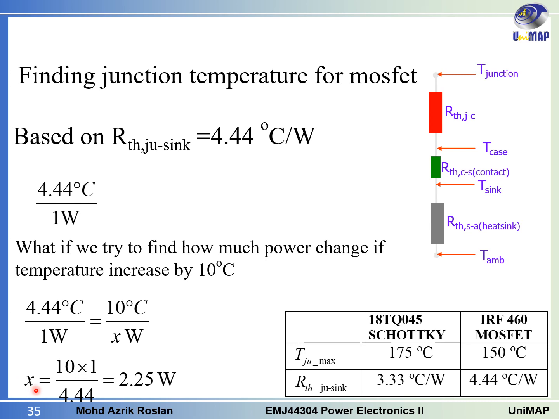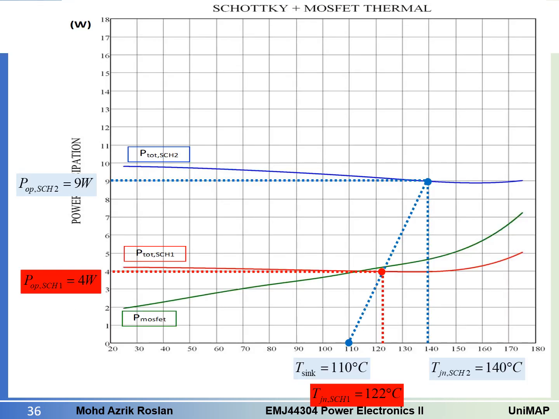Okay, and then we will get x equal to 2.25 watt. This is the value, 2.25 watt. So the increase of 10 degrees C will increase the power by 2.25 watt. Okay, so this is the junction, the heat sink temperature. When we increase by 10 degrees C, and then here 2.25 at this point.